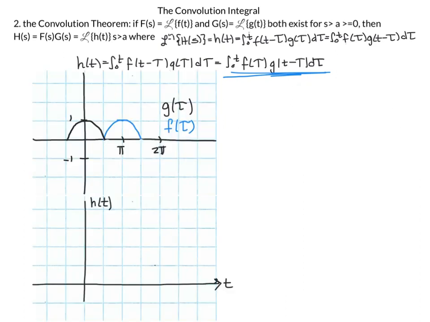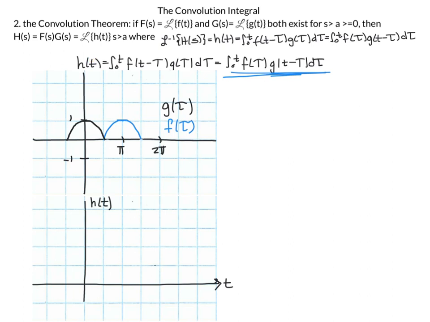I've moved my graph of g of tau and f of tau up so that underneath I can plot my graph of h of t. Remember, h of t is just a function depending on t, so we can graph h of t. We can look at the convolution as t evolves. We'll start graphing h of t for some discrete points, and we'll start at t equals 0.